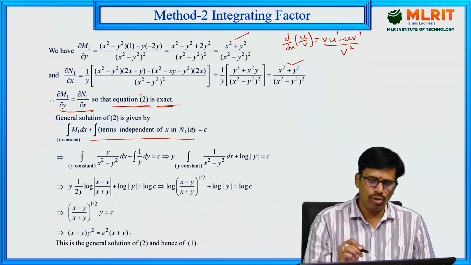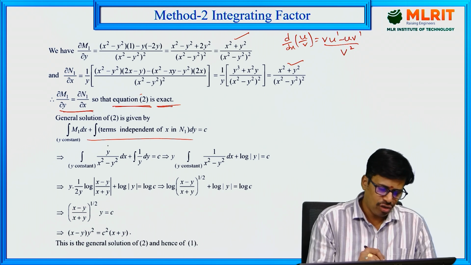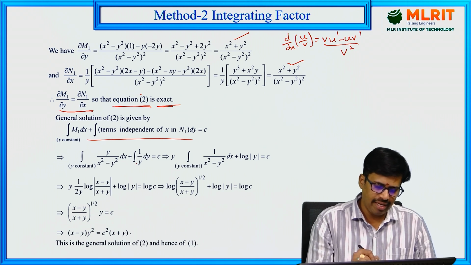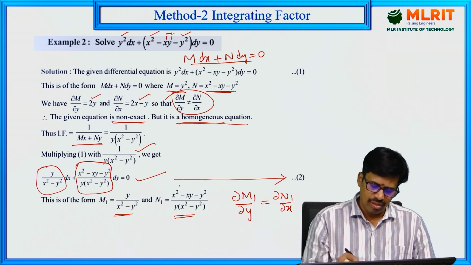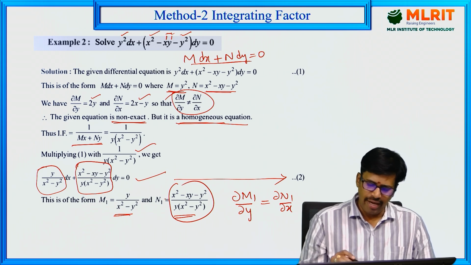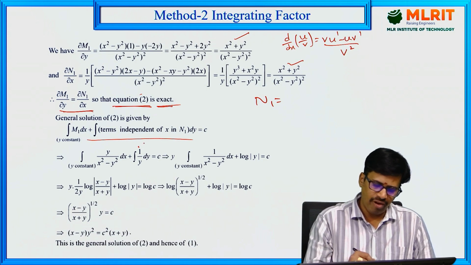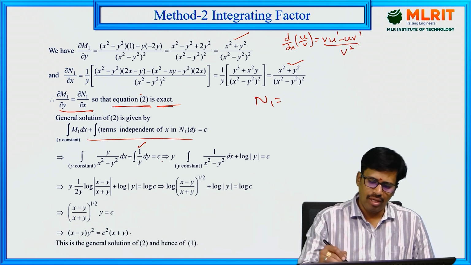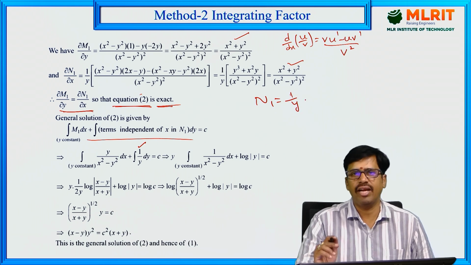So again, write down the formula for exactness. Integration of y by (x square minus y square) dx plus terms independent of x in N1. Here what is N1? This is N1. I don't want x terms, so purely only 1 by y is there, dy equal to c, right? So N1 is 1 by y after excluding x terms.